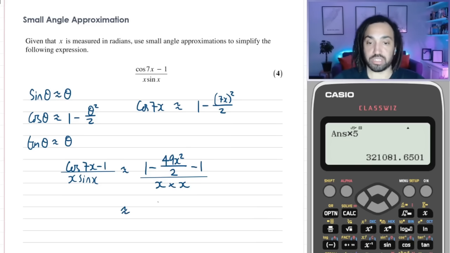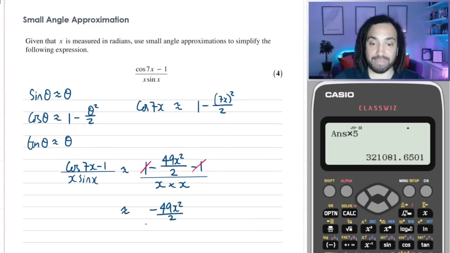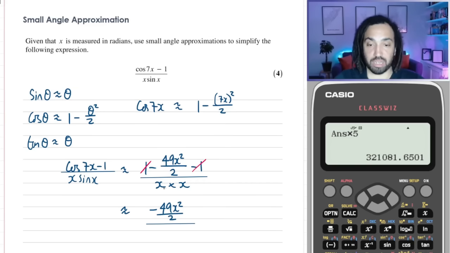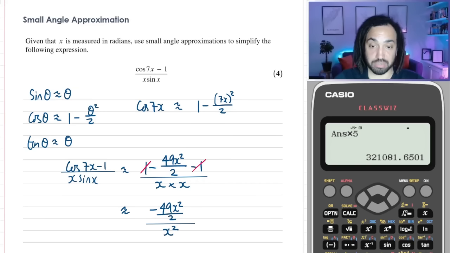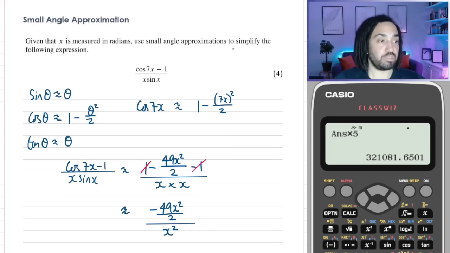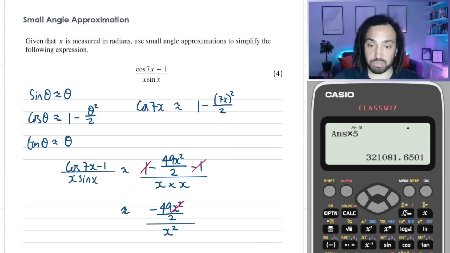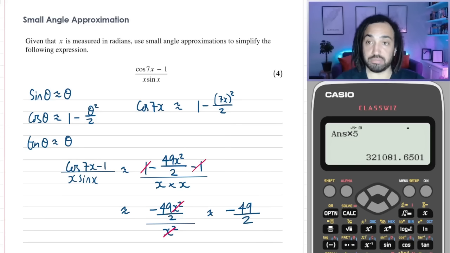Okay, great. So what is going to cancel here? We've got a 1 and a minus 1. So on the top we're just left with minus 49x squared over 2, and then that we need to divide by x times x, which is x squared. Okay, great. So what's going to cancel here? We've got x squared on top and then x squared on bottom, so they will cancel. So therefore this is going to be just minus, don't forget that, 49 over 2, and that's it. That's job done.